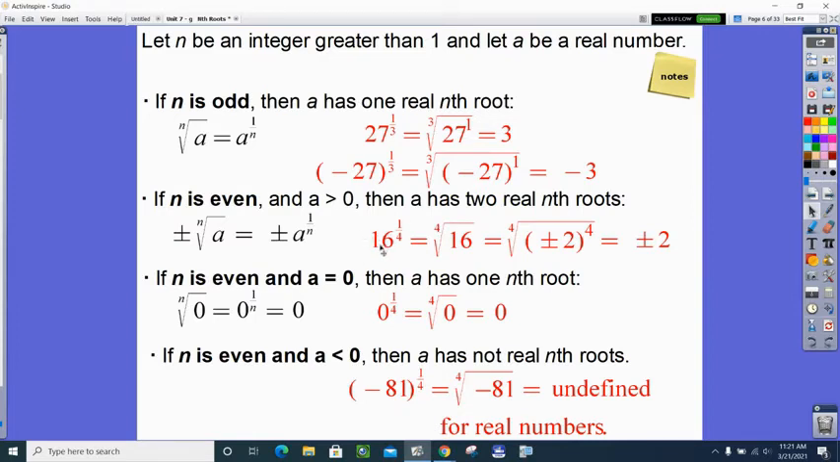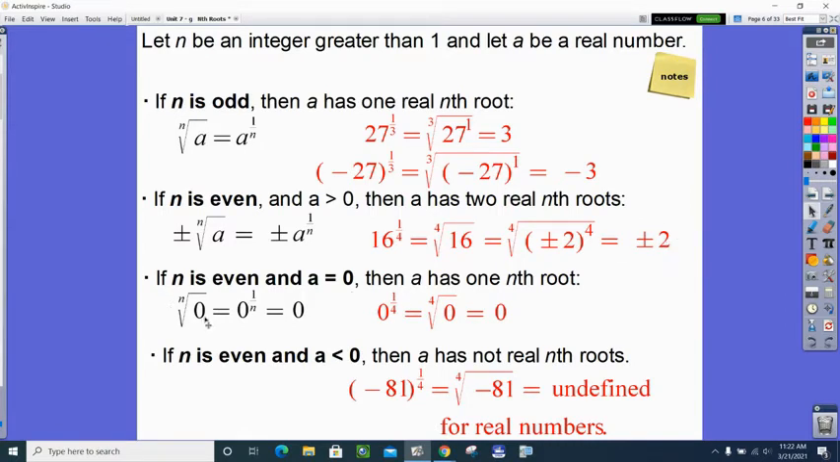I'm going to use the number 16, for example. I'm going to use 16 to the 1/4. The denominator becomes your index. The numerator becomes your exponent. So this is the same thing as the 4th root of 16. What number to the 4th power gives me 16? In this case, there are 2, positive 2 and negative 2. So 2 times 2 times 2 times 2 is 16, and negative 2 times negative 2 times negative 2 times negative 2 is 16. So there are 2 answers. So when n is an even number and the number underneath the radical symbol is positive, you'll get 2 answers.